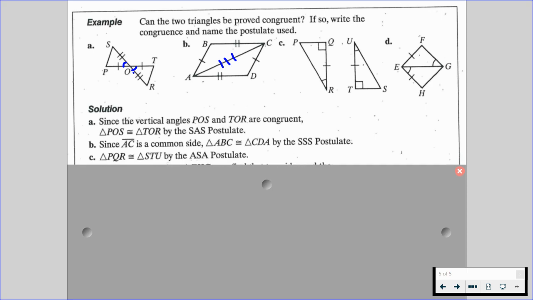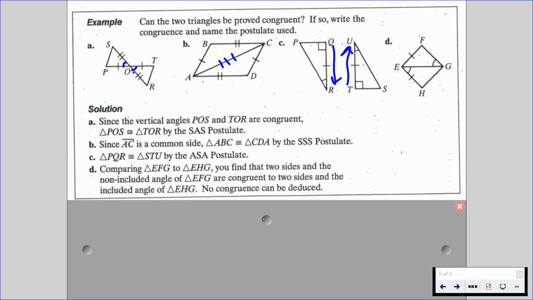For setup C, we can say that triangle PQR is congruent to triangle STU by the angle side angle postulate. Well, if we go from our right angle, we go this way. We're going to go right angle, one tick mark, congruency. So here, right angle, one tick mark, congruency.